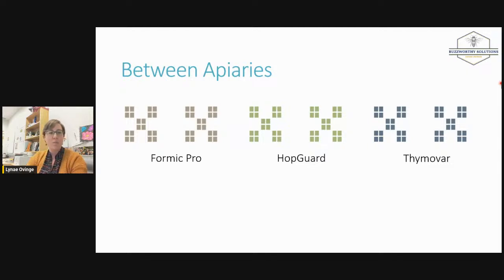And so this is a beekeeper I work for, and he had this question 2 years ago, which was in the fall, which of these chemicals work best for him? And he's actually used Formic Pro in the past before, and he wanted to try HopGuard and Thymovar. And so he applied them to different apiaries in the Between-apiaries type design. And he did this to 266 apiaries.